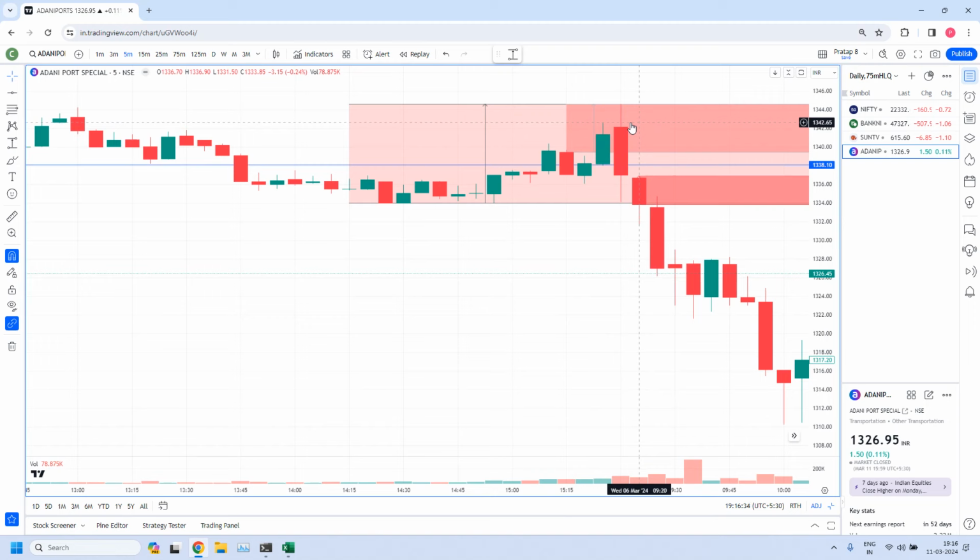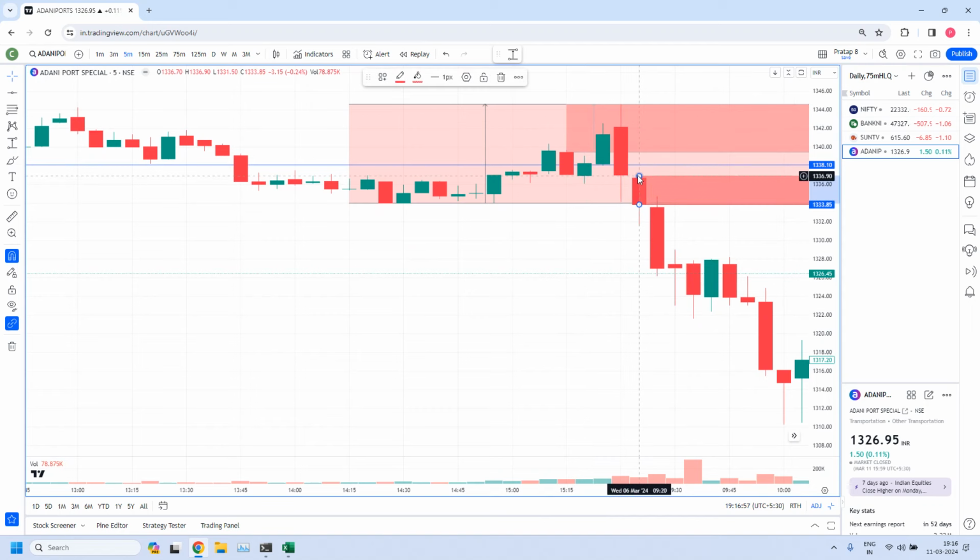What is that? If institutions decide to create a new 5-minute zone inside this, then they will push the prices down, and in the next retracement we can take a trade. That is what we have seen earlier for some of the stocks. Except for that one scenario, otherwise this zone will violate easily.